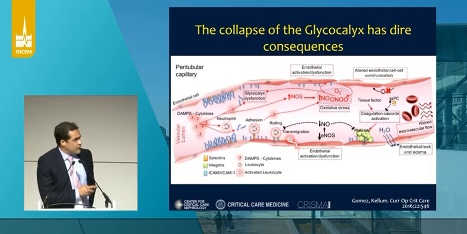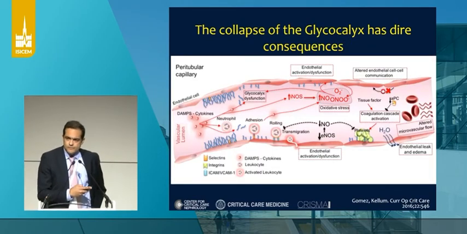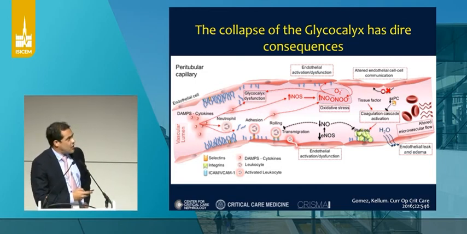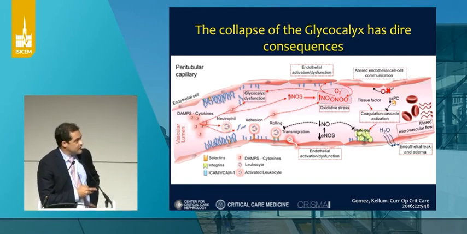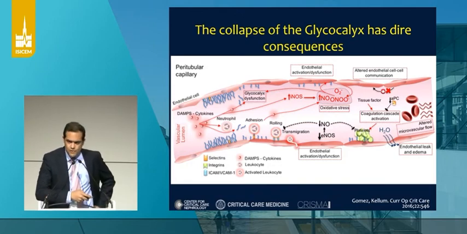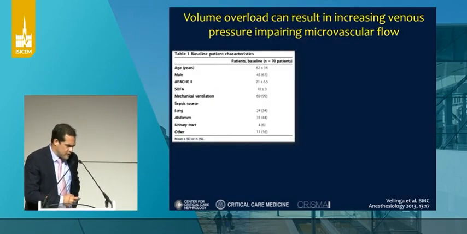Now, you've heard that denudating the glycocalyx is an important thing because it causes dire consequences, like, for example, increasing inflammation, increasing endothelial activation, microthrombosis, rarefaction of the microvascular flow, and of course all the consequences that we know from that.